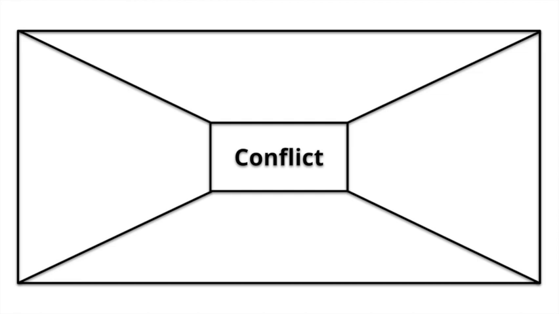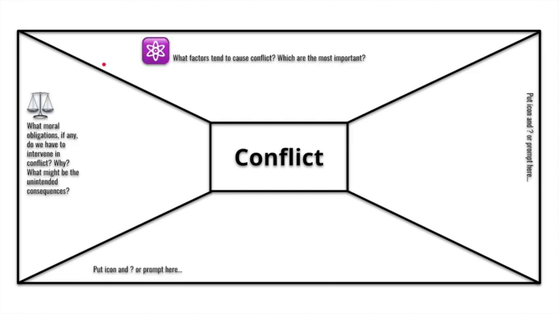So once we have selected our topic, the next thing that we do is select our icons, right? In this case, I have chosen origins and ethics. And we are using these icons as a lens for thinking or viewing the idea of conflict. So once we have selected our icons, we then use those to examine our content. So in this case, I'm using origins as the lens to think about conflict, and I've asked the question, what factors tend to cause conflict? Which are the most important?